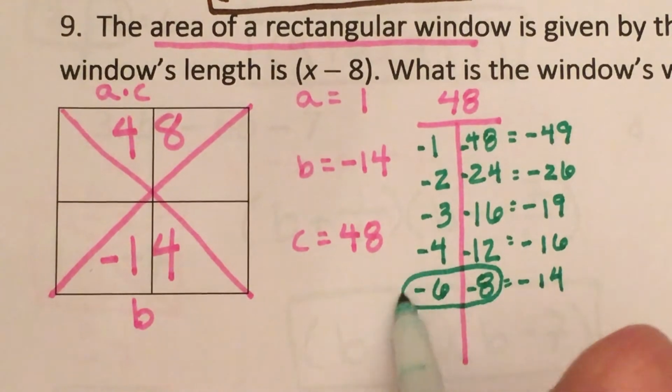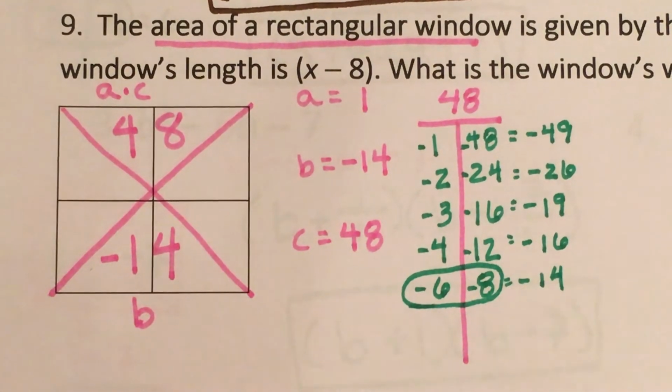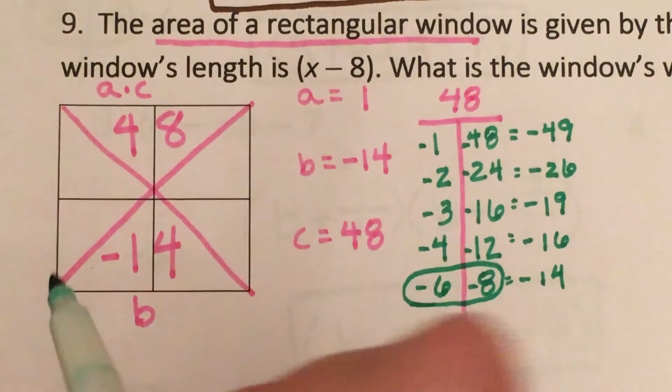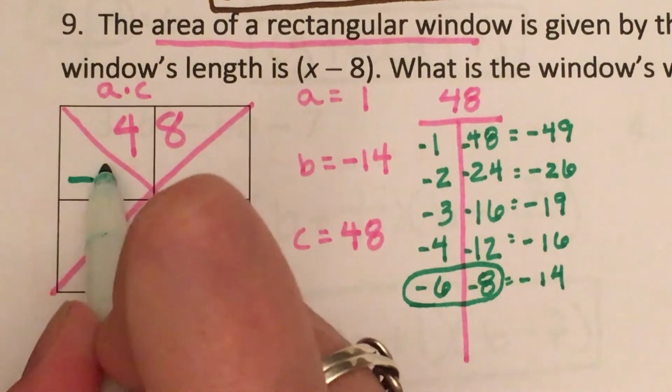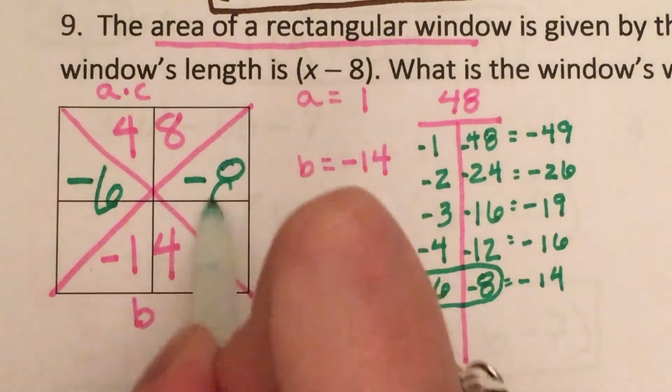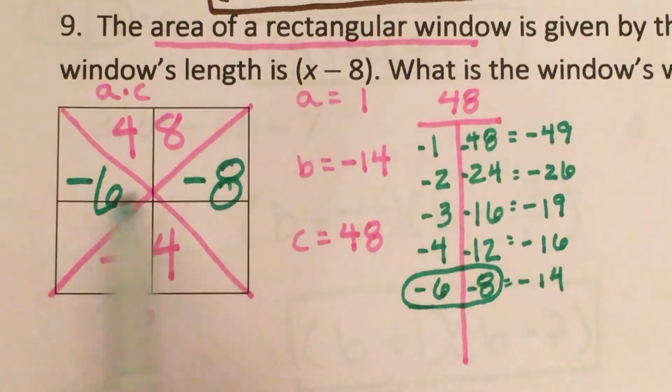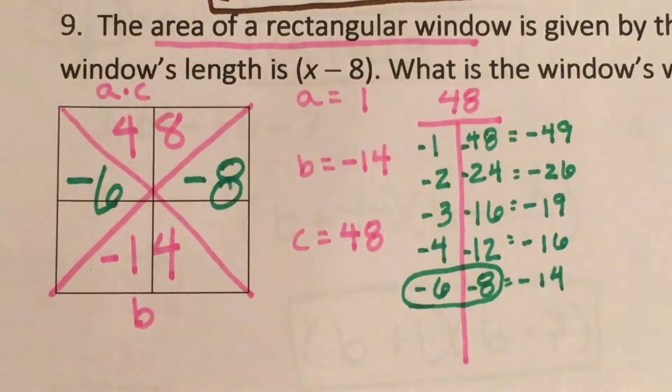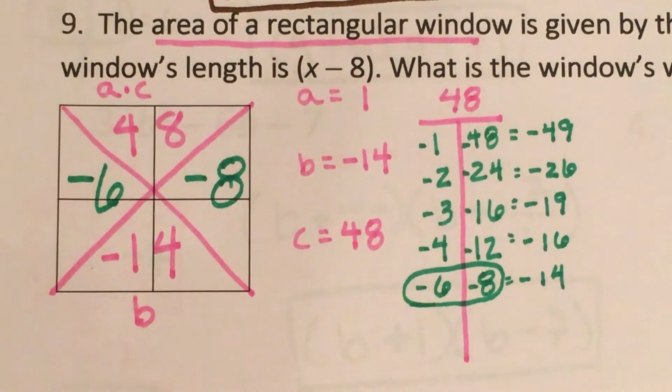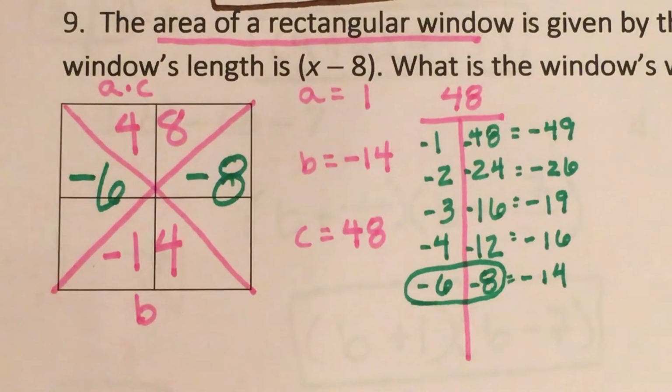So which pair do I want to use? Yeah, it's my last one. Is it always your last one? No. That's just how these examples have been coming up. Negative 6, negative 8. And remember, you could have the 8 and the 6 switched. That would be fine. You just have to make sure that they're both negative for this problem.